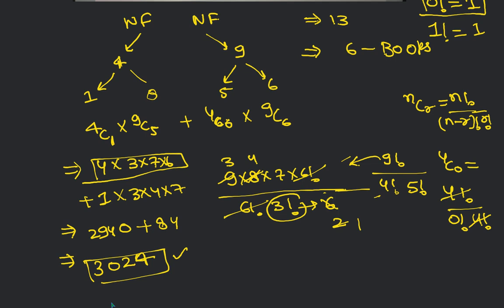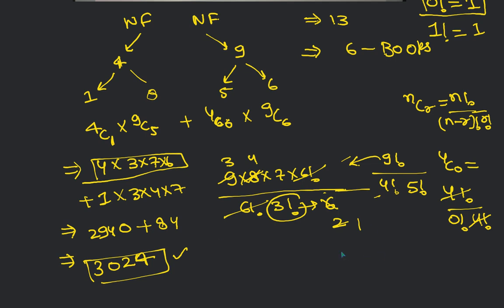Quick question. You take 4 times 3 times 7 times 6, right? Yes, 4 times 3 times 7 times 6, and then you multiply all this. Yes, I multiply all this, and I'm getting 2940. Let me just check it. I got 504 when I multiply. Okay, let me just check. Maybe I am wrong.